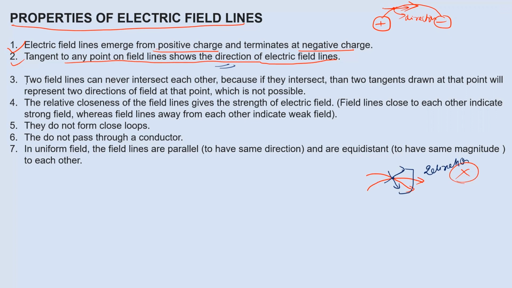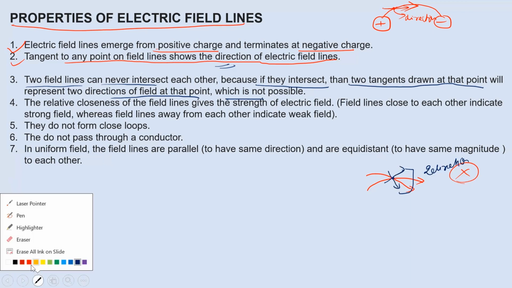So the third property is that two field lines can never intersect each other, because if they intersect, then the two tangents drawn at that point will represent two directions of the field at that point, and that is not possible. Clear?